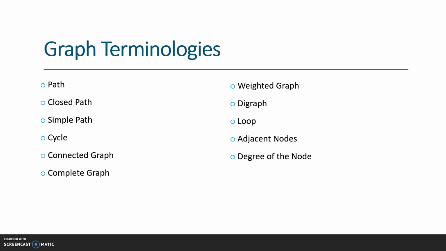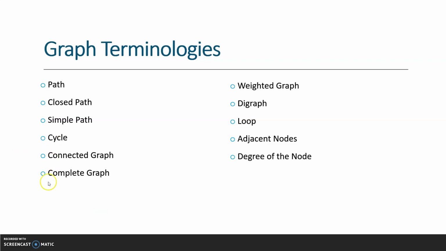A cycle can be defined as a path which has no repeated edges or vertices except the first and the last vertices. Then comes the connected graph. A connected graph is one in which some path exists between every two vertices, and there are no isolated nodes. Then comes the complete graph. A complete graph is one in which every node is connected with all other nodes.